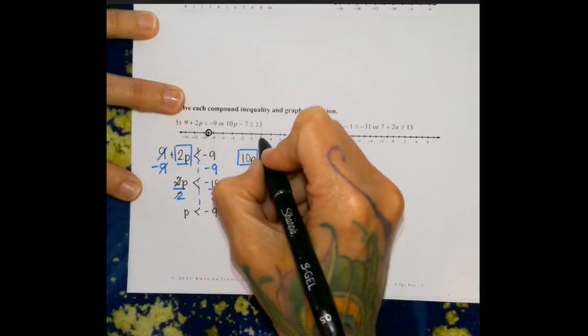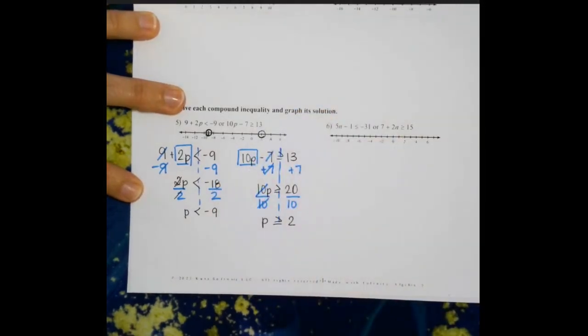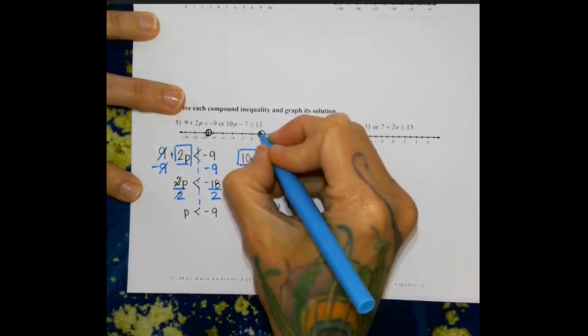So we're going to go to our positive 2. Are we going to shade that in or leave it open? Shade it in because there's that equal to. Perfect.